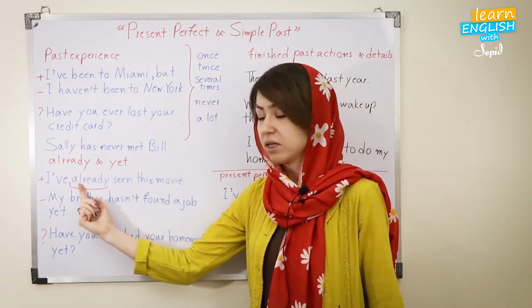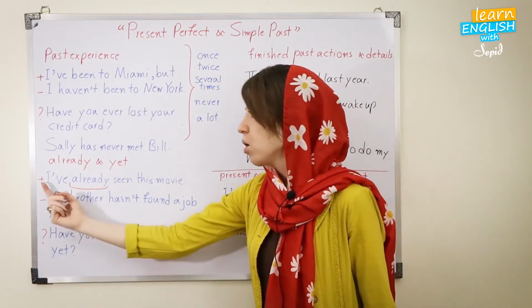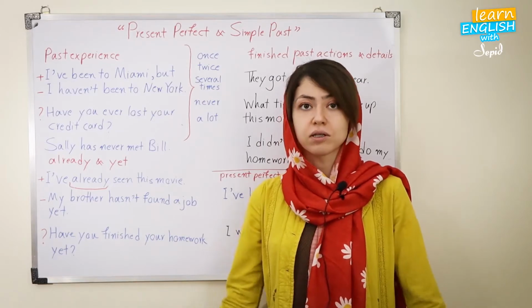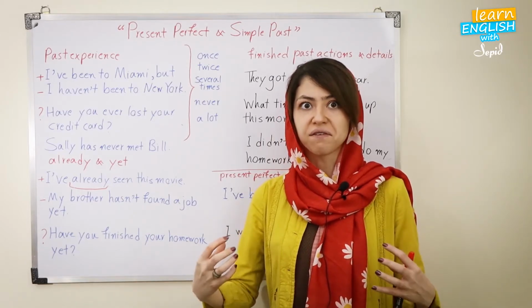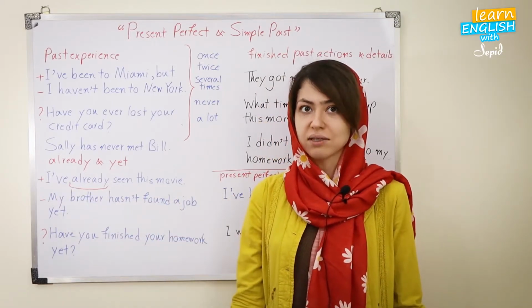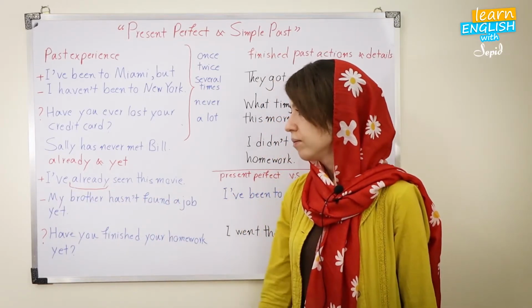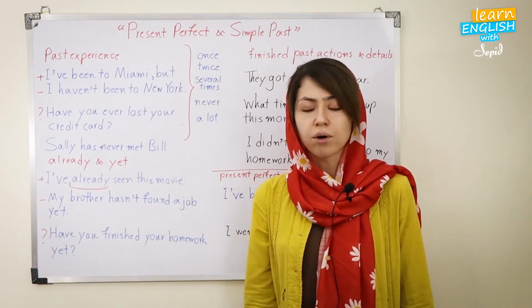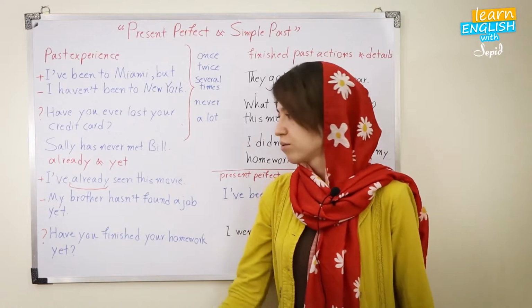We add already to the sentence. So I've already seen this movie. I've already seen this movie. So I'm really confident. Already adds confidence to your sentence. Let's go to the negative form of that. In negative form, we use yet.